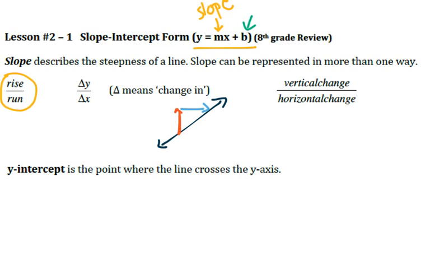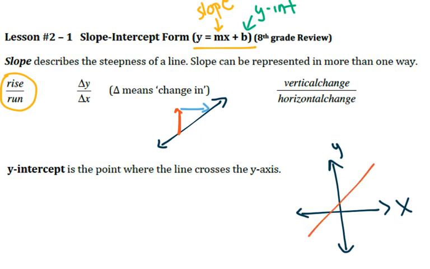All right, so what does this b be? This b is our y-intercept. You'll see it abbreviated as y-int often. The y-intercept is the point where the line crosses the y-axis. So the key here is knowing where the y-axis is. Remember, the horizontal axis is x, the vertical axis is the y-axis. And so if I have a line, the y-intercept is the point right here where those two intersect or cross.